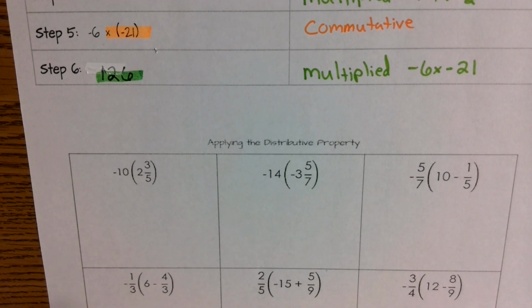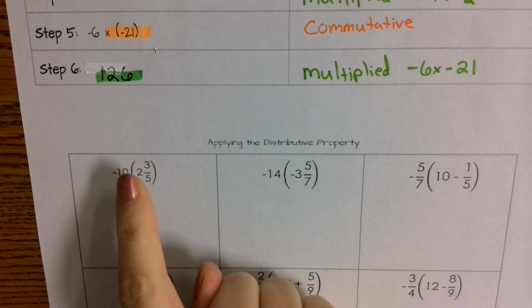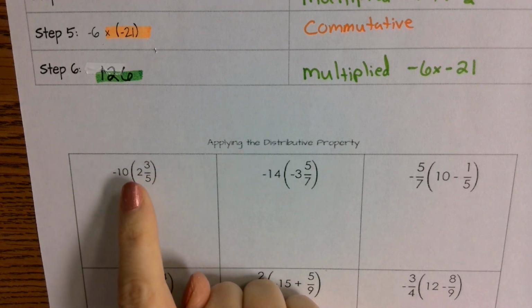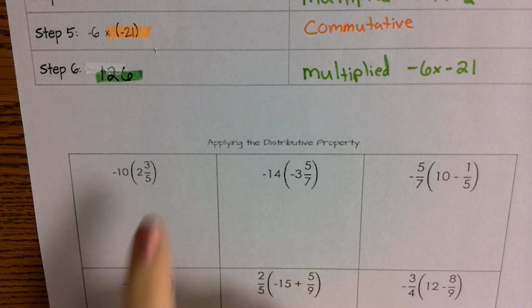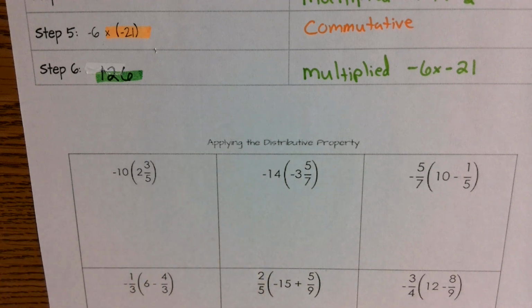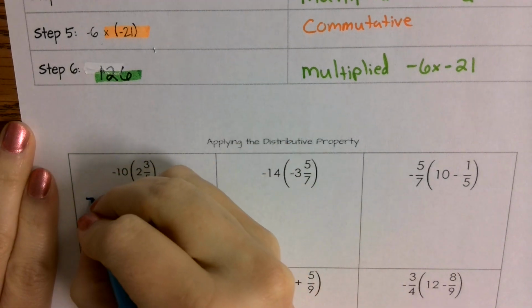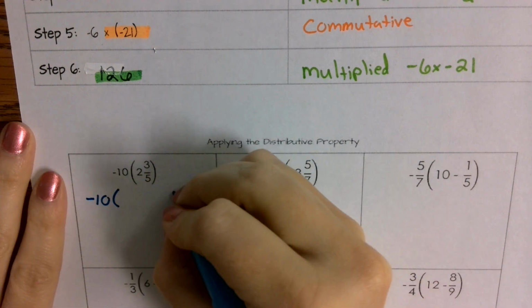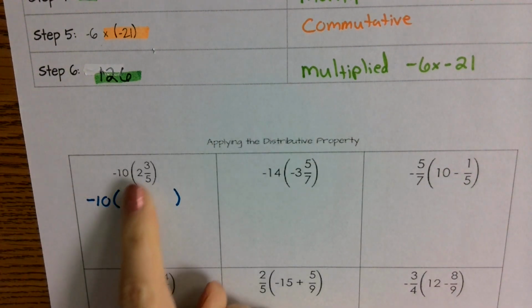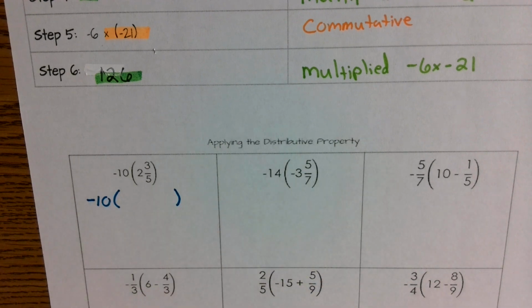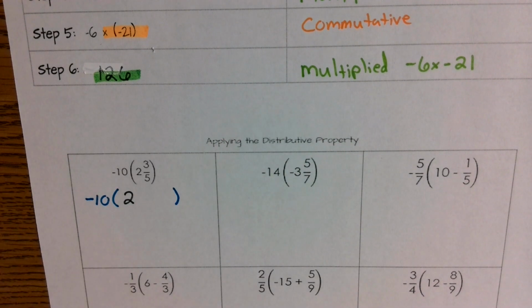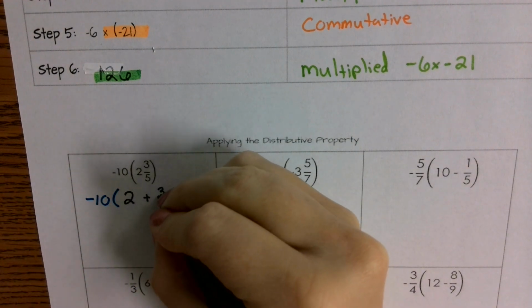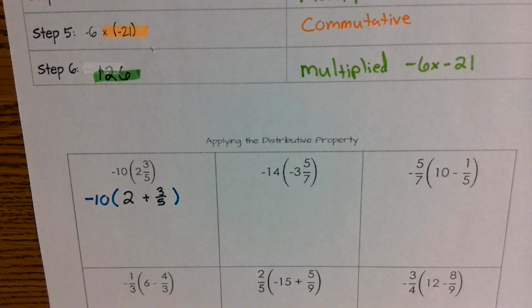This will be fine. So let's take a look here. We have negative 10 times the mixed number 2 and 3/5. What I'm going to do is break this apart. I'm going to take my negative 10 and put it on the outside, and pull the 2 and 3/5 apart. I have a 2 and I have a 3/5. So I've got 2 plus 3/5. That's all you're doing to break it apart. You're separating it out that way.